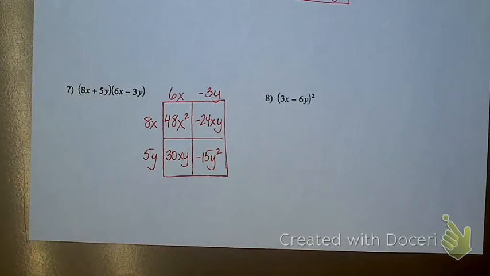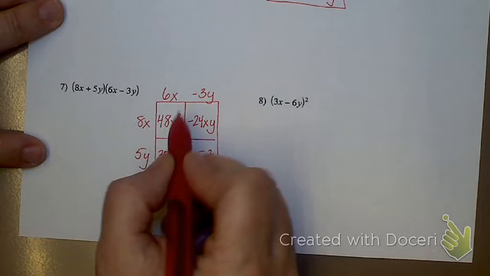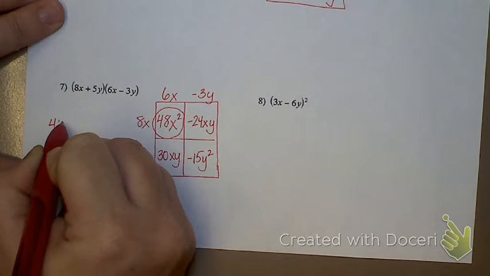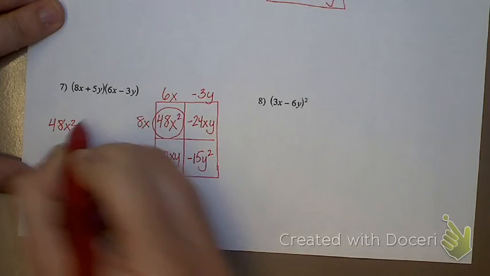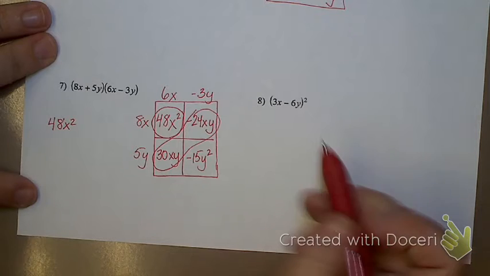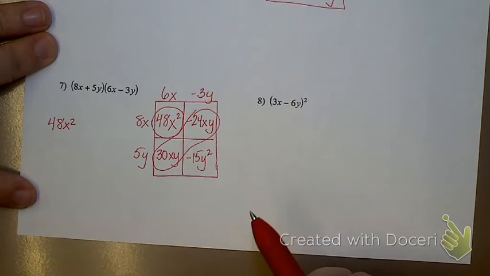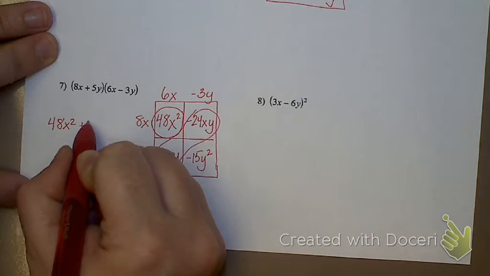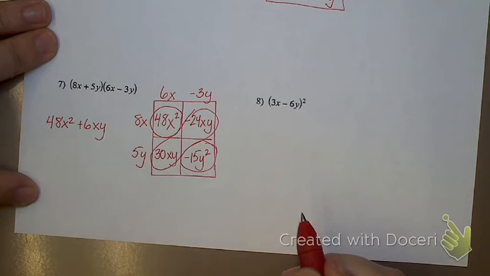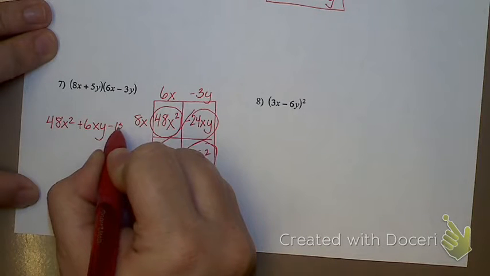So, standard form here gets a little trickier. What letter am I looking at when I'm looking at standard form? Which letter comes first alphabetically? In this case, it's x. So I'm following the x exponents. That's the highest x exponent. So I have 48x squared. Then these two both have x's in them, so they need to come next. They're my like terms. 30 and negative 24 would be positive 6xy. And then lastly, I put the one that doesn't have an x, that's negative 15y squared.